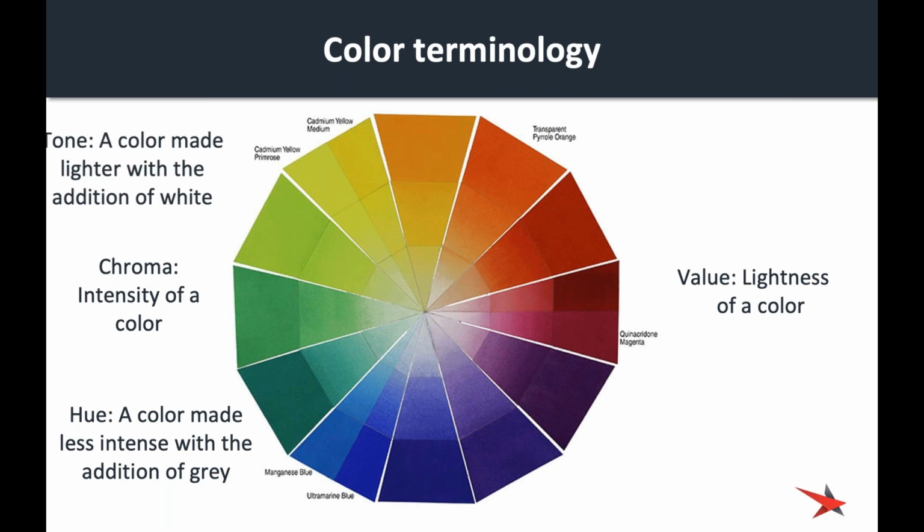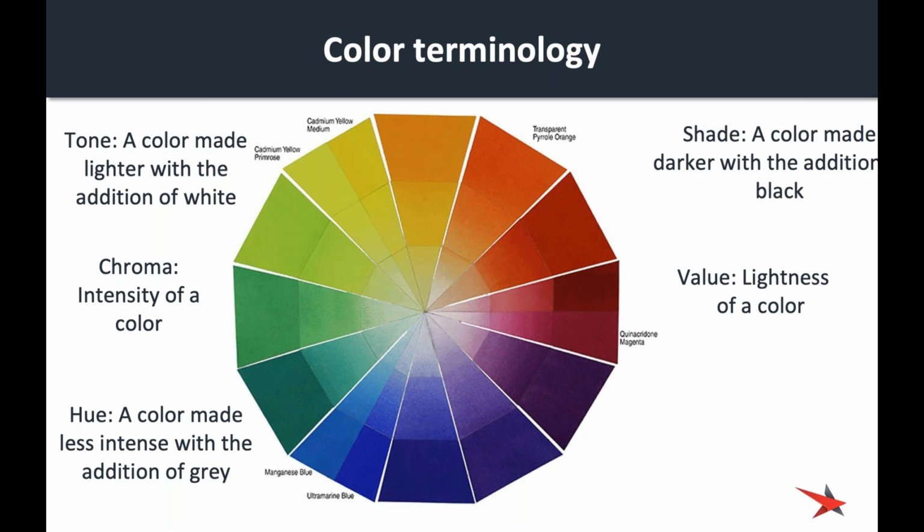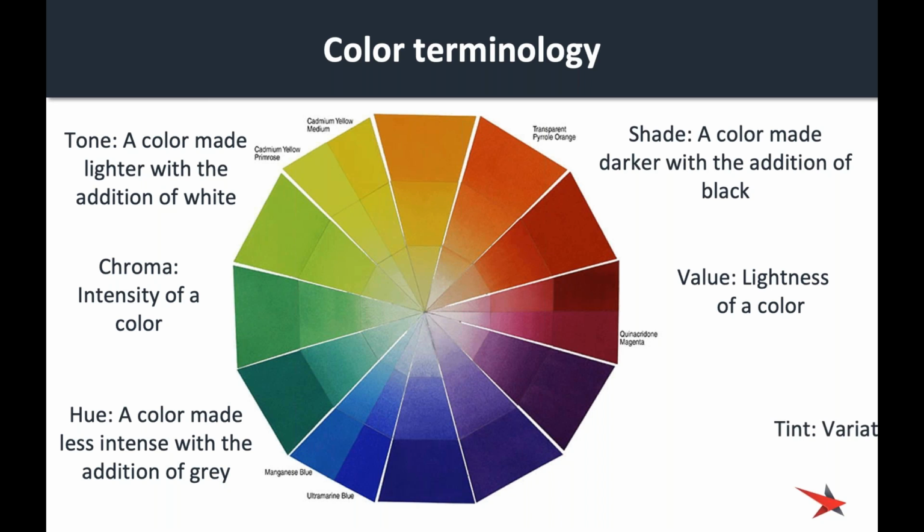So first, chroma is a measurement of the intensity or sometimes the saturation of a color. Value is a measure of its brightness. A hue is the base color, and any variation made less intense by adding neutral gray. A tone is a color that's been made lighter with the addition of white. A shade is a color made darker by the addition of black. A tint is a variation of a base color.